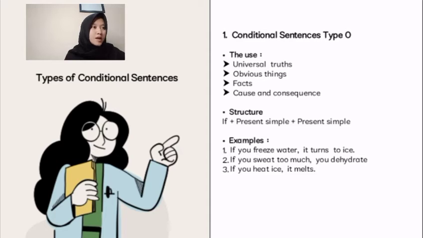So let's move to the structure of this conditional sentence. The structure is if plus present simple. You might be familiar with the simple present tense, and then plus present simple again. For the example, if you freeze water, it turns to ice. And then the second example, if you sweat too much, you dehydrate. And then the third one is if you heat ice, it melts. Yeah, those are the examples of conditional sentence itself.